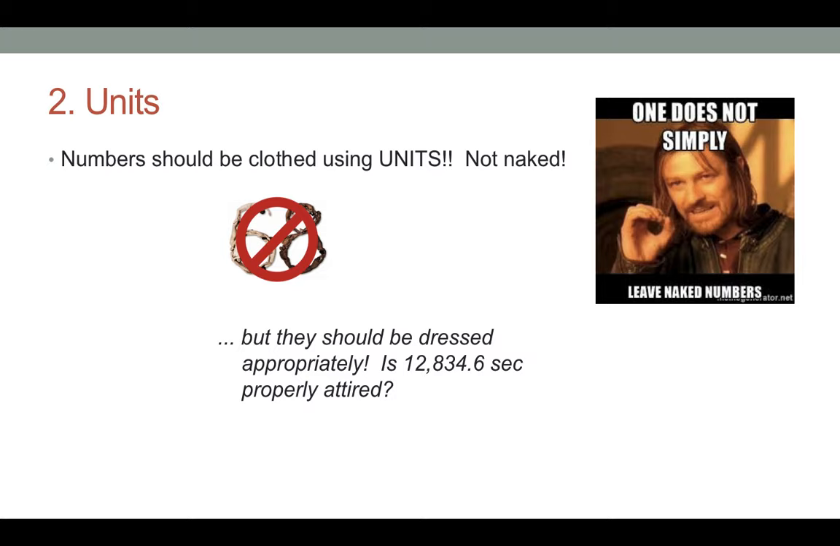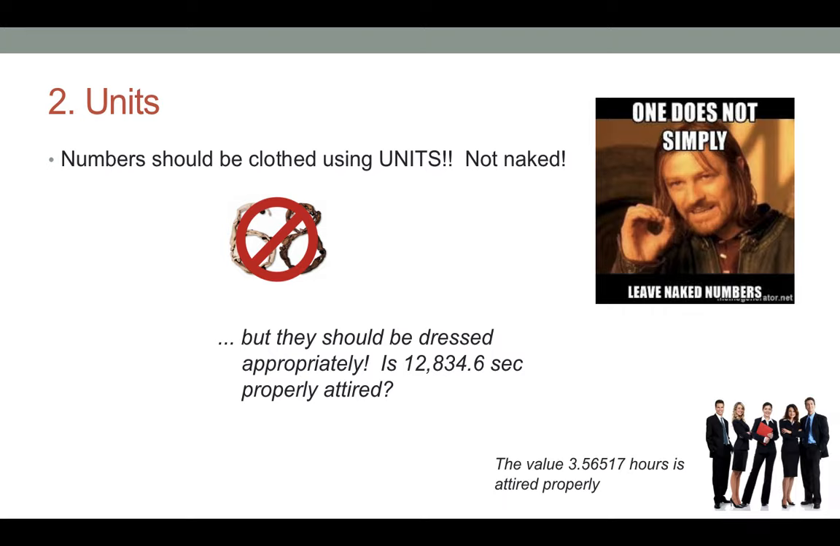Think about that for a few minutes. You might want to pause the video again. When you restart it, you should realize you probably want to convert that large a time into hours. So that is actually about 3.5 hours. So hours would be the appropriate attire for that number.